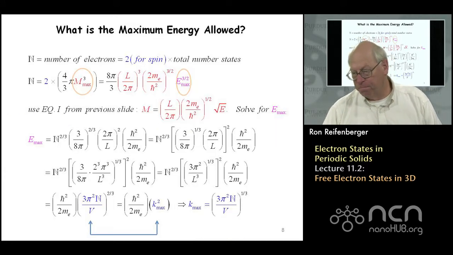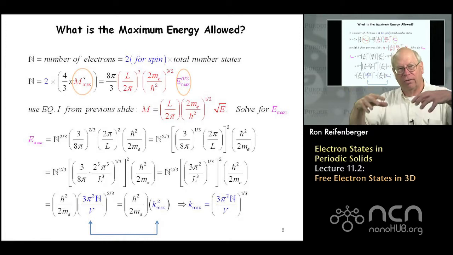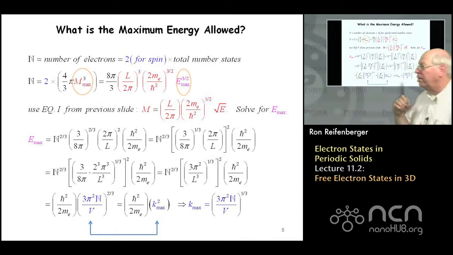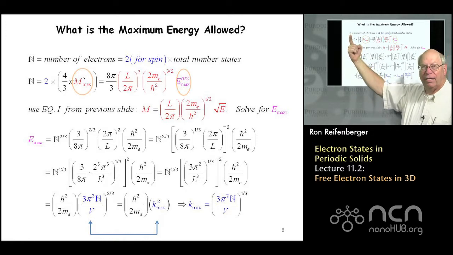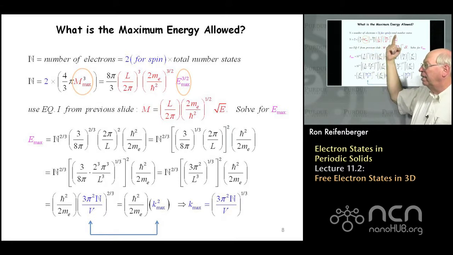So we like to ask, what is the maximum energy allowed for electrons that are dumped into this metal? And the maximum energy that's allowed is going to depend on the total number of electrons in the system. So we've already calculated the total number of electrons in the system. That's capital N. That's a number that we've already calculated. It's going to be equal to a factor of 2 for spin times the total number of states possible, right?